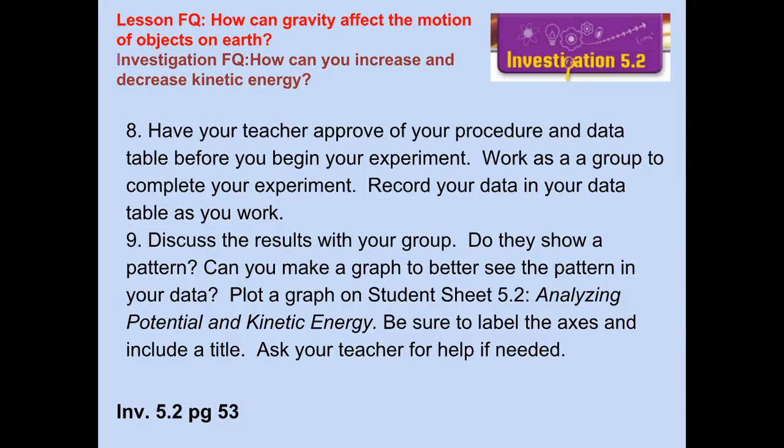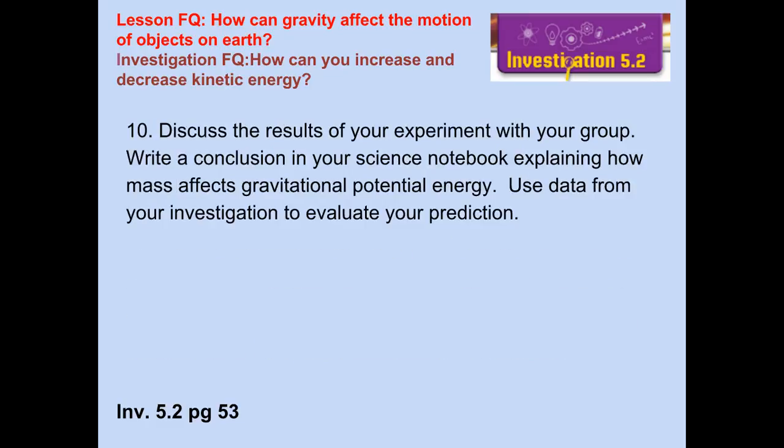9, you're discussing your results with your group. Do they show any pattern? Can you make a graph to see your data? And then you'll need to plot your information on student sheet 5.2, analyzing potential and kinetic energy. And make sure you're labeling your axes and include a title. And then finally, you're going to discuss the results with your group and write a conclusion explaining how mass affects gravitational potential energy. And you need to use data from your investigation to evaluate how you did on your prediction.